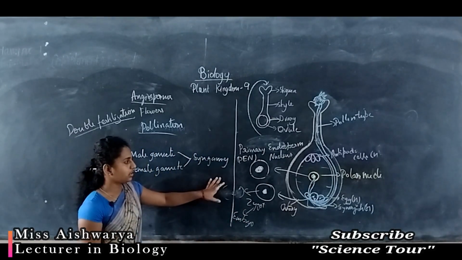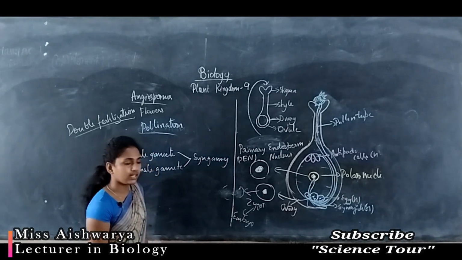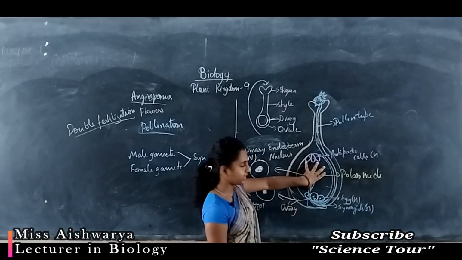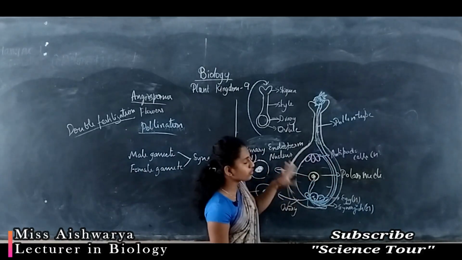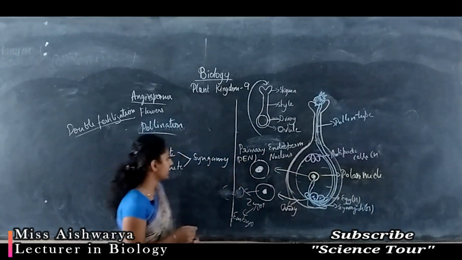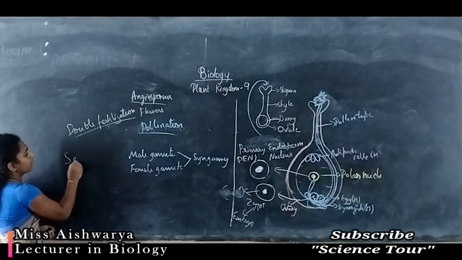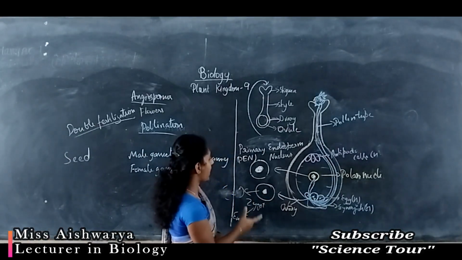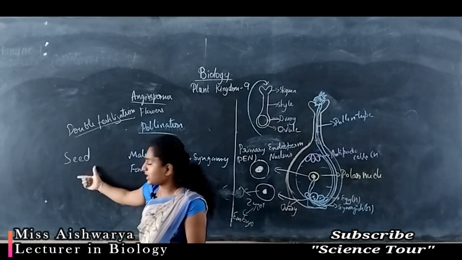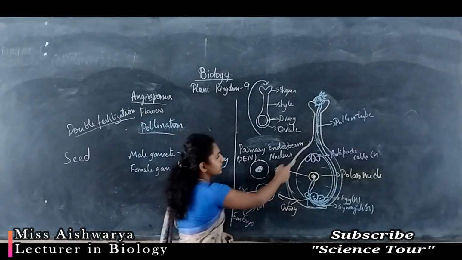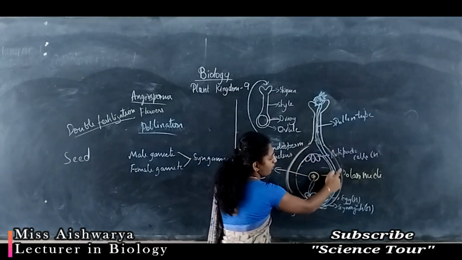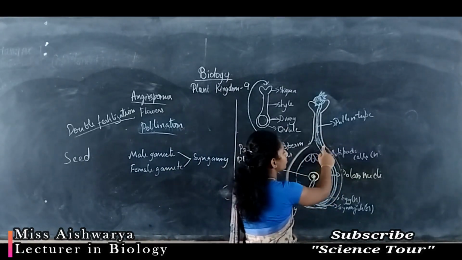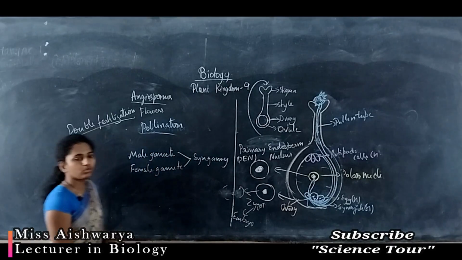Next, this all takes place inside the embryo sac, which later develops into a seed. After fertilization, after complete maturation of the embryo and endosperm formation, it forms a seed structure. Around this you can see the wall, right? This is nothing but the ovary. This wall later develops into a fruit.